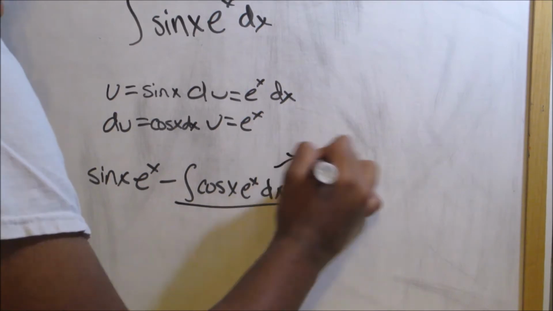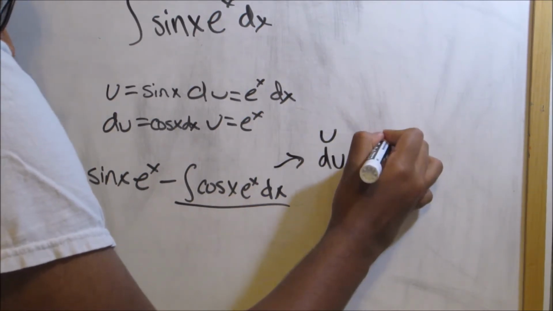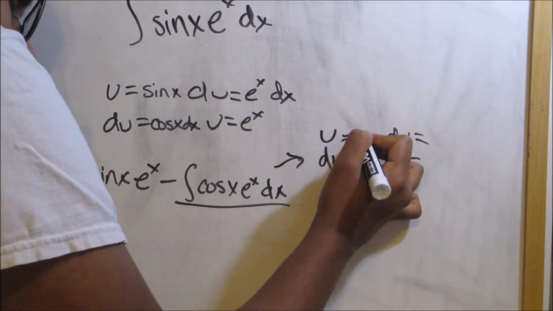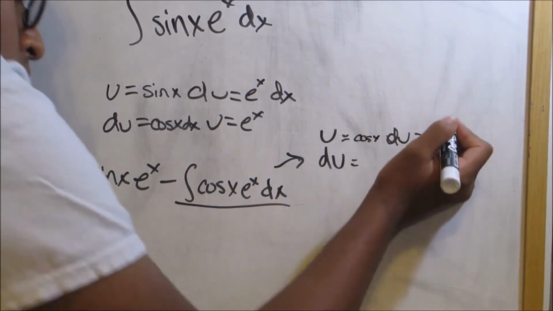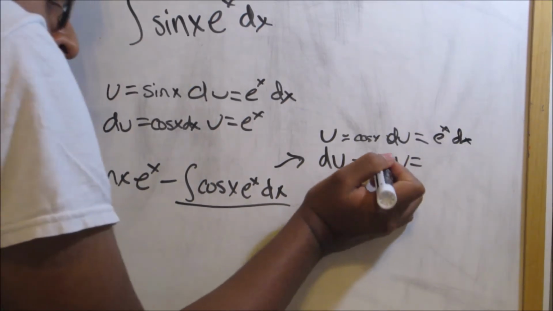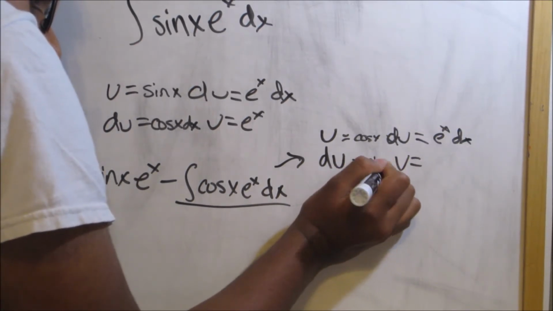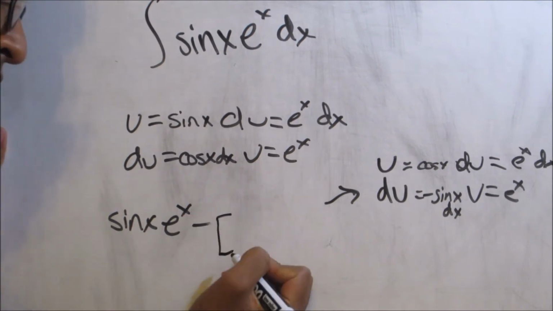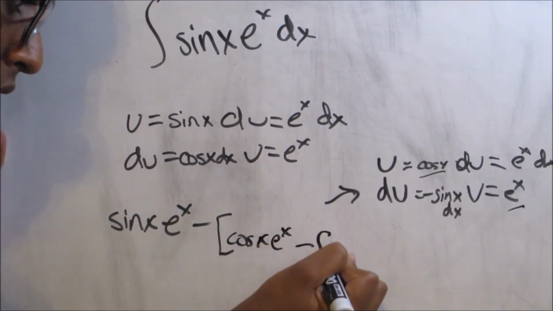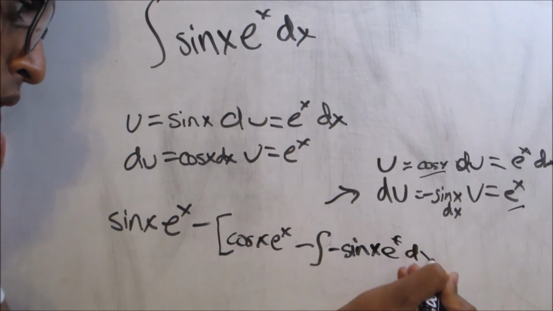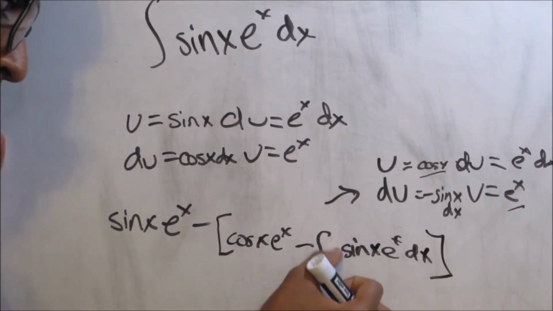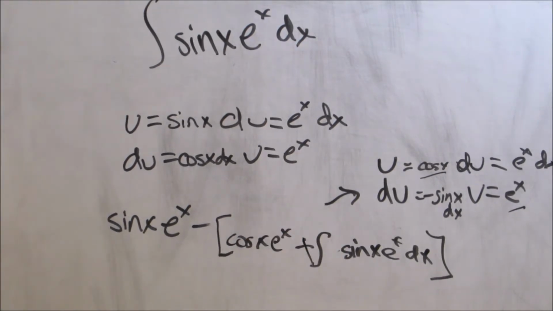Now let's find u, du, dv, and v again for this new integral. Let's make u equal to cosine x and dv equal to e to the x dx. Based on this, we can find that du is negative sine x dx and v is e to the x. Let us plug this into the formula at this point in the equation, and we get, in the brackets, cosine x times e to the x minus the integral of negative sine x times e to the x dx. Now, we can take out the negative in this integral, and we can make this integral positive.